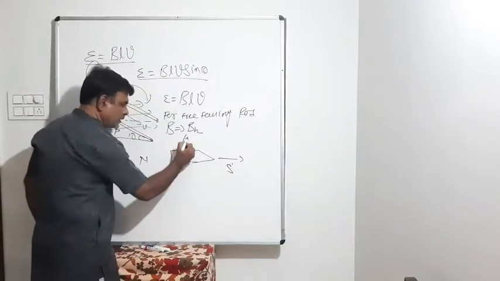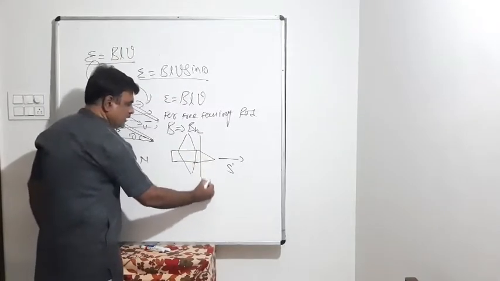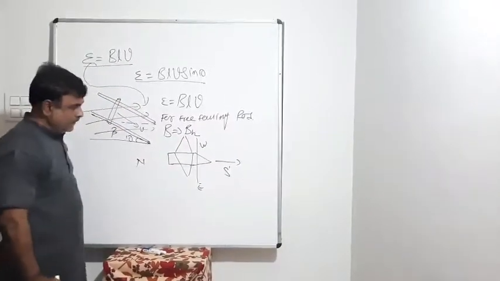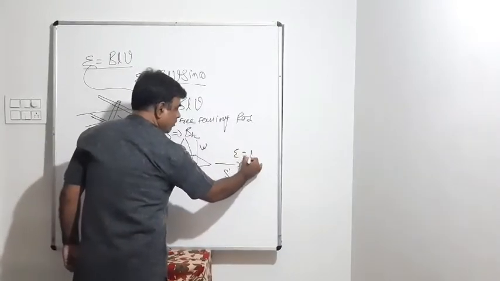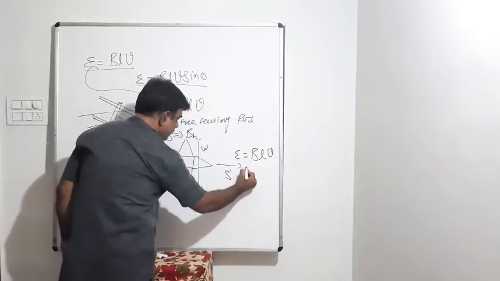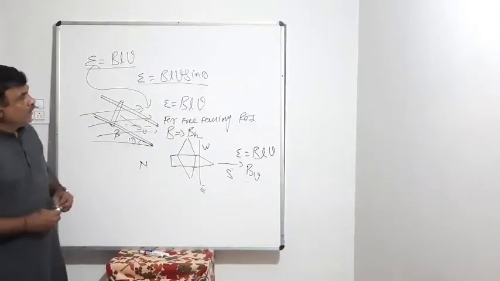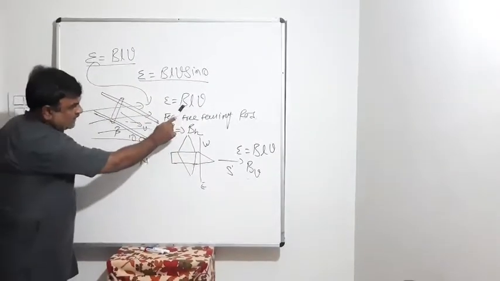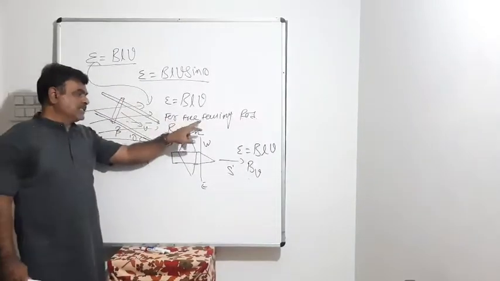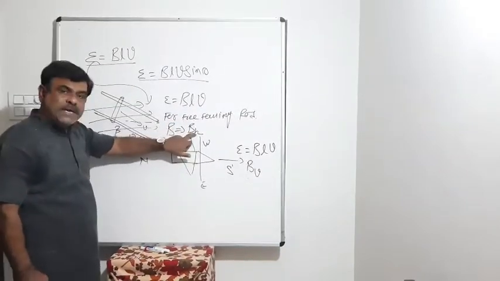Then the wings of the plane will act like a rod aligned east-west, meaning EMF will be induced along the wings of the plane. When we are applying E equals BLV, we have to take BV, the vertical component of Earth's magnetic field. Again I repeat, whenever you are applying this equation to a free-falling rod in the magnetic field of Earth, the rod should always be aligned in the east-west direction, and B you have to replace with BH.